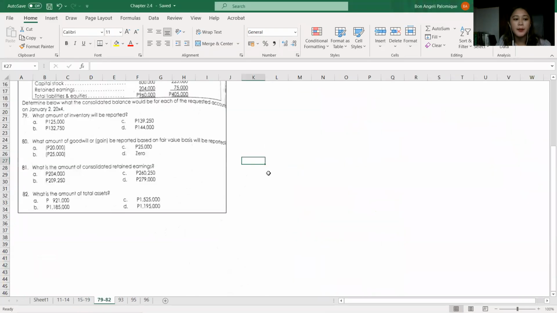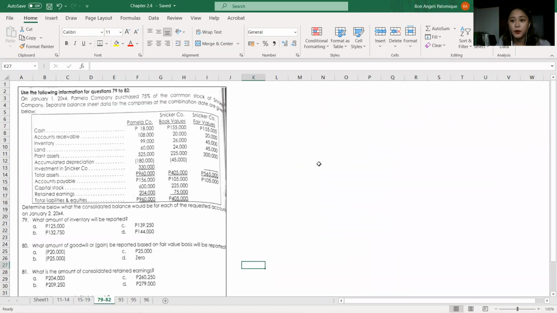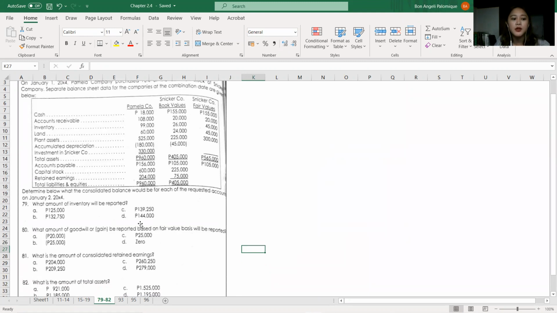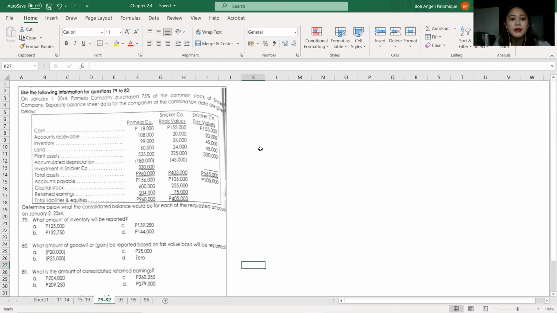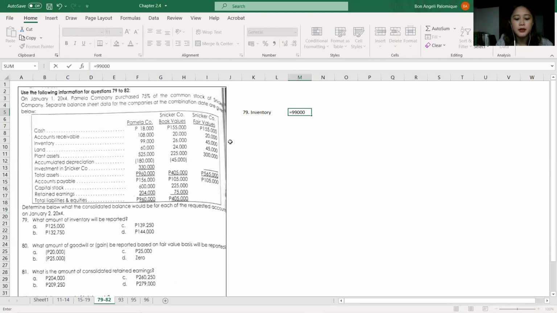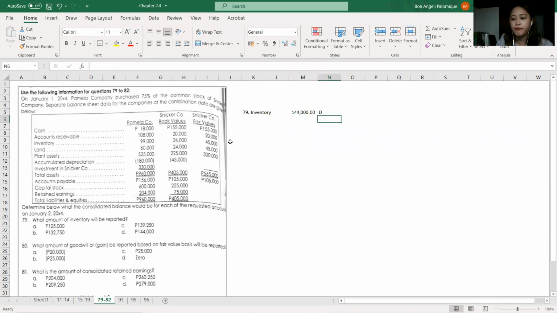Okay. So, next problem. 79 to 82. Okay. On January 1, 2024, si Pamela, binili niya yung 75% ni Sneaker Company. Then, ito yung balances nila. So, ang tanong, magkano inventory, goodwill, conso RE, and amount of total assets? So, first, inventory. Alam na natin, pag nag-compute ng goodwill ay ng inventory, sabi natin, kailangan natin yung book value, which is 99,000, plus 45,000 na fair value. So, that is 144,000, letter D.